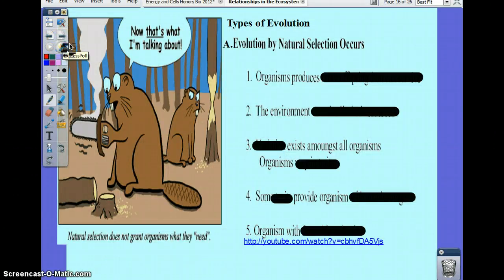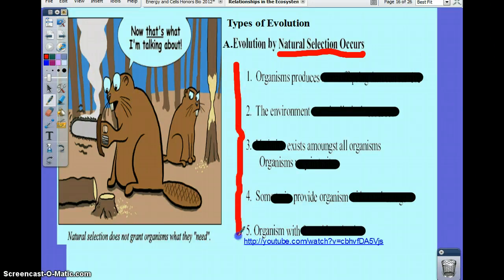So we're going to talk about types of evolution, and I'm only going to talk about one in this video. The first type of evolution is basically evolution by natural selection. It's what you most commonly see happen when evolution or microevolution takes place. This scenario that I'm showing you does not necessarily have to happen in this order.